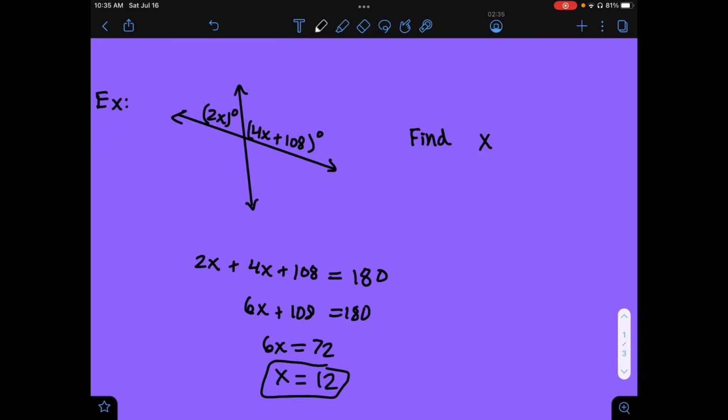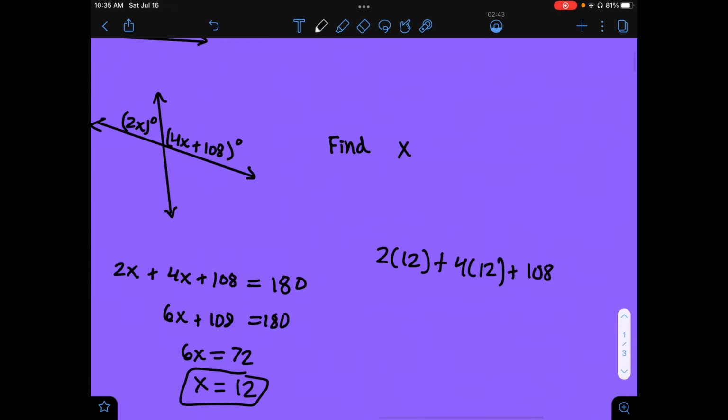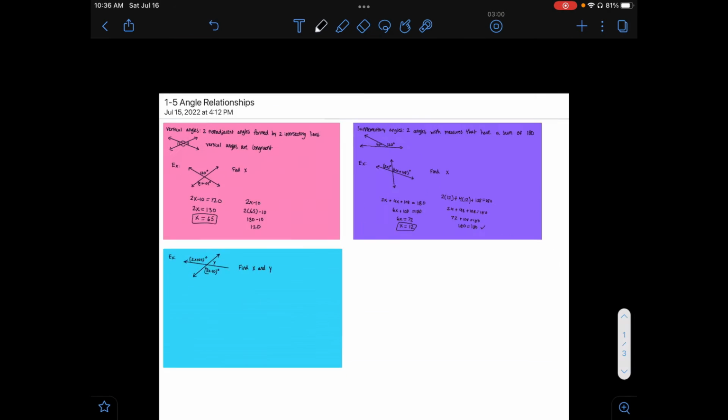We can check our work by plugging it in. So you'd get 2 times 12 plus 4 times 12 plus 108 should equal 180. So we get 24 plus 48 plus 108 equals 180. Then we get 72 plus 108 equal to 180, and we get 180 equals 180. So we know we did it right.